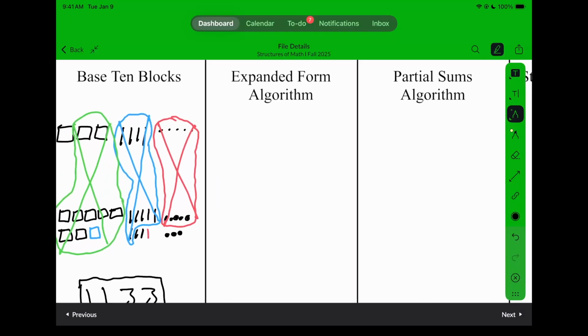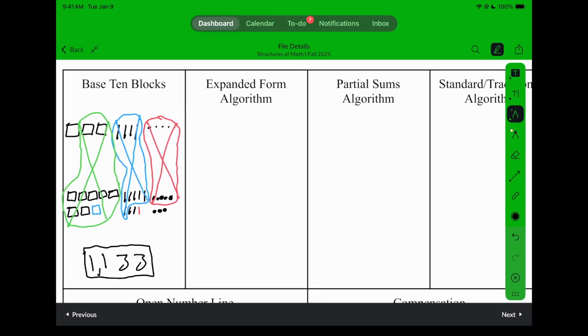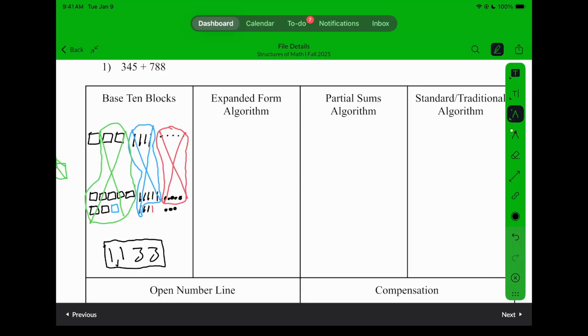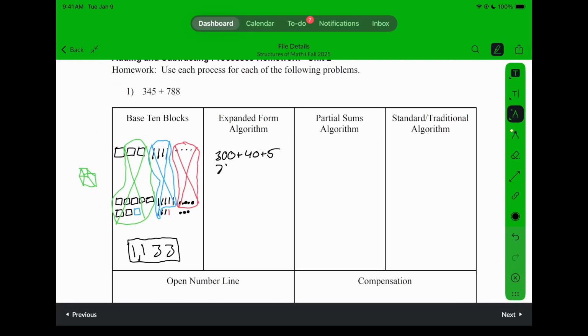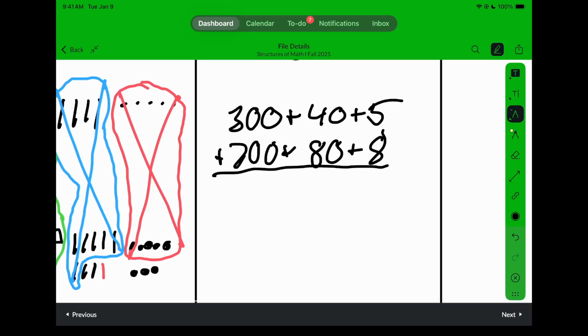Okay, next up is expanded form. You're going to write it kind of like the standard algorithm, but like in expanded form, of course. So you're going to write it as 300 plus 40 plus 5, and then 700 plus 80 plus 8. And they're getting added together. So it's still the same thing as saying 345 plus 788, except you're splitting it up.